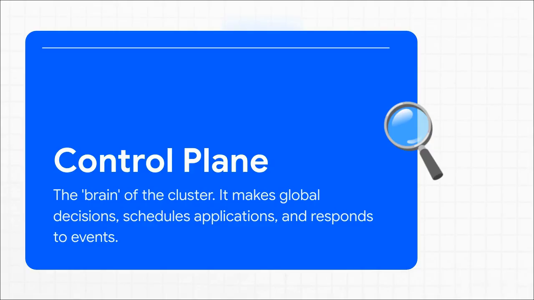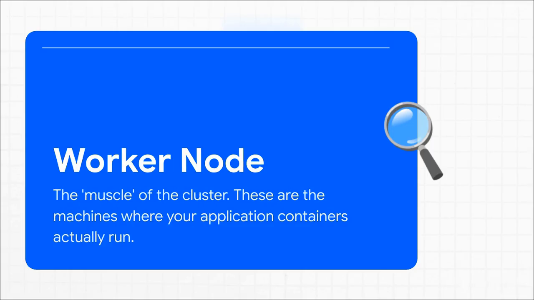Now, every cluster needs a brain, right? In Kubernetes, that's the control plane. This is the master intelligence of the whole operation. It's constantly watching everything, making all the big decisions, like where to place your applications, how to respond if something breaks. It's the central nervous system, the boss. And well, if the control plane is the brain, then the worker nodes, they're the muscle. These are the machines, your EC2 instances in the AWS world, that are actually doing the heavy lifting. They're the ones that run your application containers. The brain tells them what to do, and the muscle gets it done.